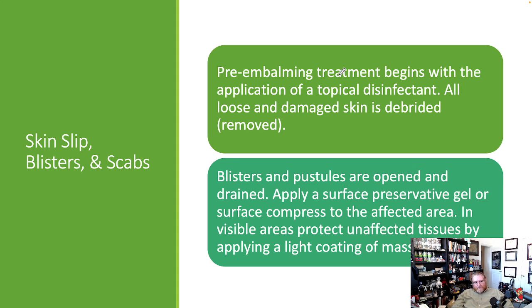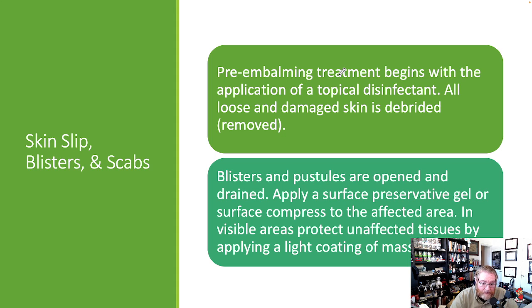Pre-embalming treatment for skin slip, blisters, and scabs begins with application of a topical disinfectant. Do you see the moral of the story here? No matter what you get, whatever you're putting on your table, you are spraying it with a spray topical disinfectant. All loose and damaged skin is debrided. You must get rid of all the loose and damaged skin. Blisters and pustules are opened and drained. Apply a surface preservative gel or surface compress to the affected area.